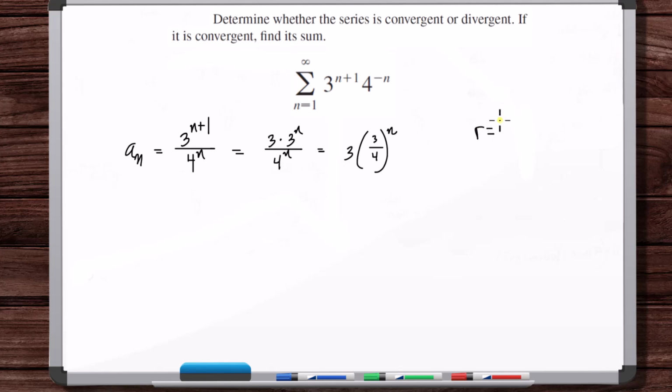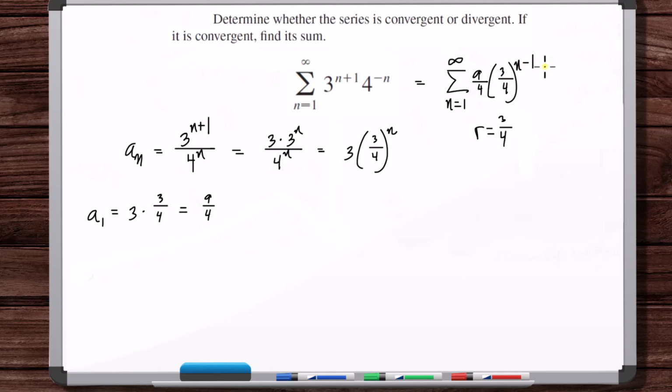So we see R is going to be 3/4. So geometric series, R is 3/4. But what is the first term? So when n is equal to 1, what is this? Okay, A1 is 3 times 3/4, 9/4. So what we can do is write this as 9/4 times 3/4 to the n minus 1.